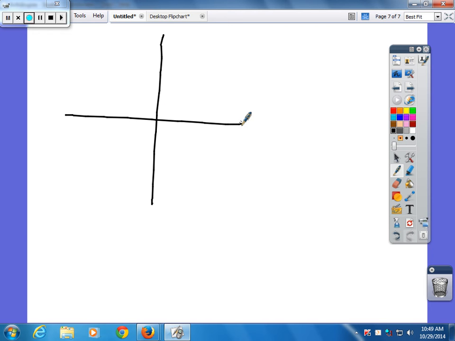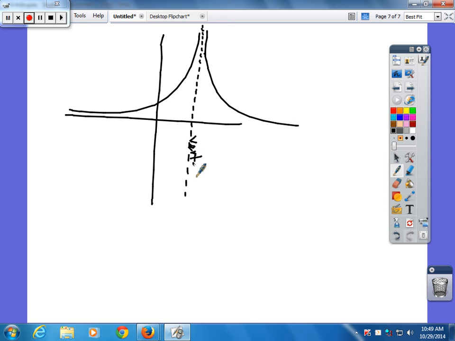If I have a function, and that function looks like this, this number right here, that right there is your vertical asymptote. This function converges onto the vertical asymptote, but it never what? It never touches it. What about the horizontal asymptote? It is y is equal to 0. Here's your horizontal asymptote.